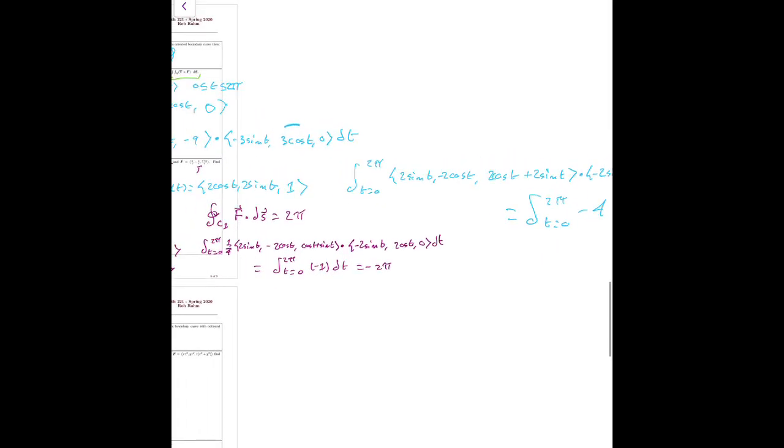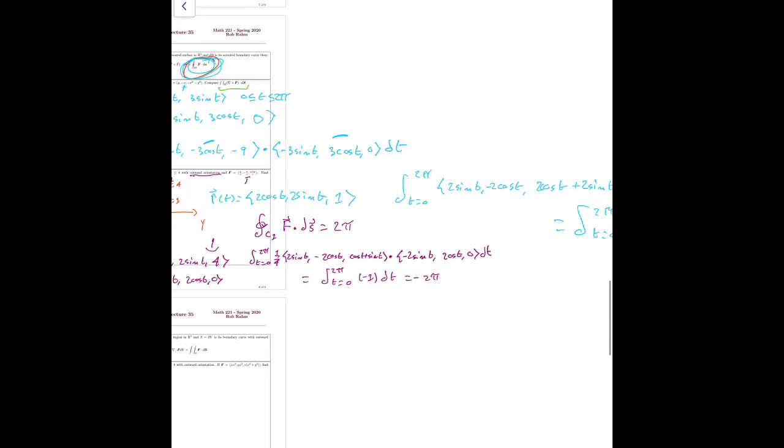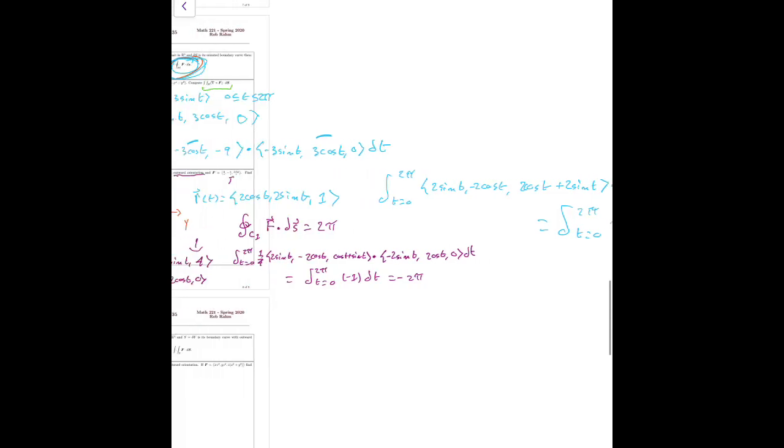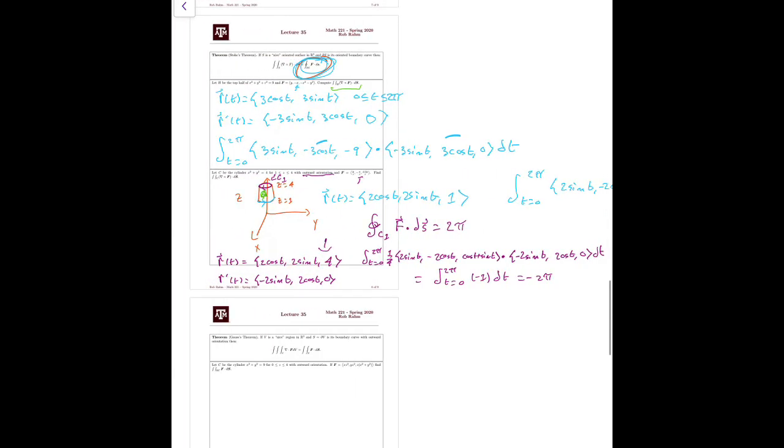So all in all, we have minus 8 pi from the blue integral, 2 pi from the purple integral. So the overall answer is going to be minus 6 pi. So let me write that. This is the overall answer. Okay, but remember, the difficult part here was coming up with what the orientation should be.